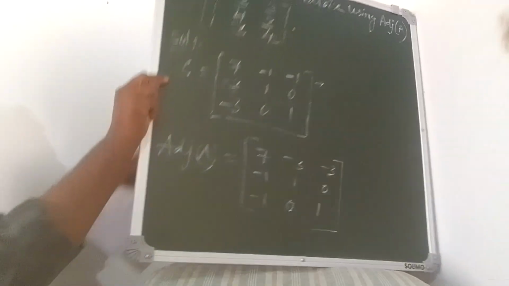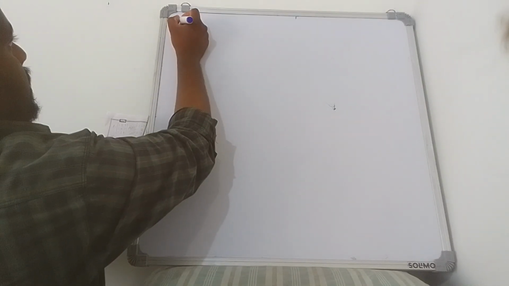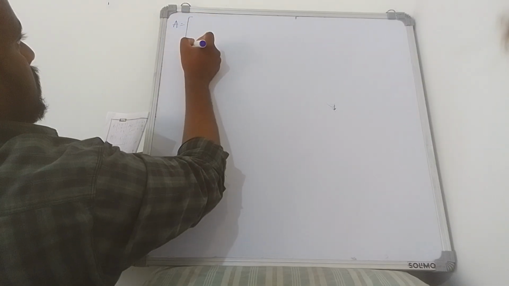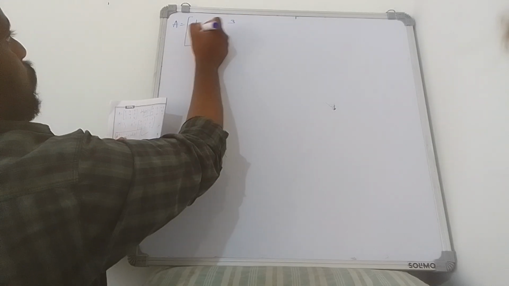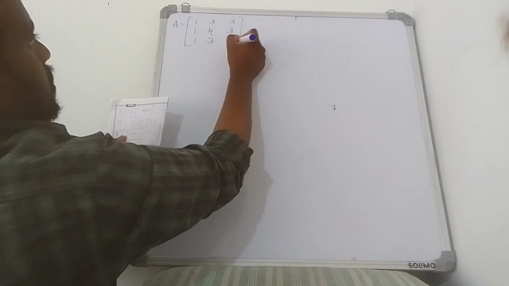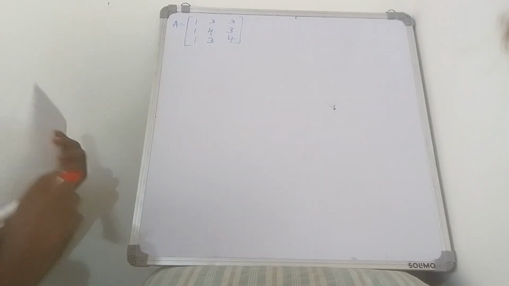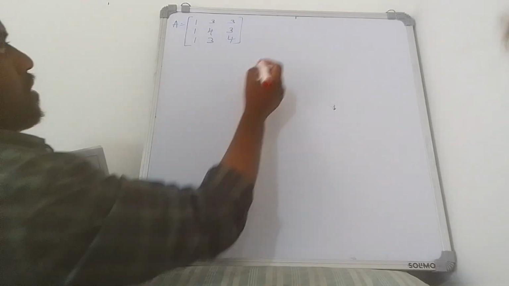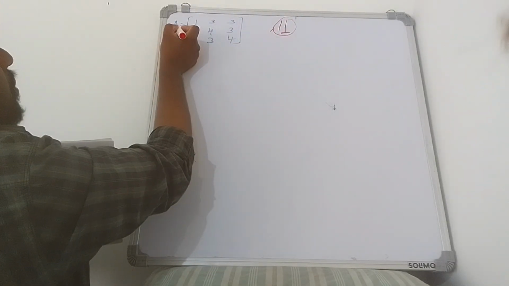I will show it on the back side of this board. So we have matrix A that is given: 1 3 3, 1 4 3, 1 3 4. This is the given matrix. We need to find the determinant. So this symbol is the determinant symbol. So determinant of A.